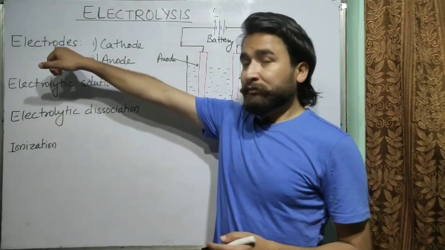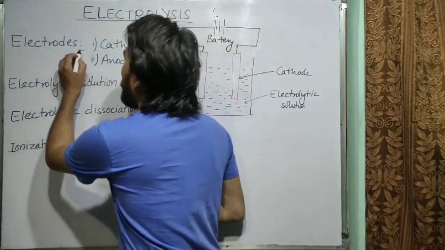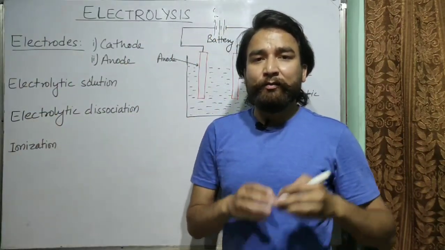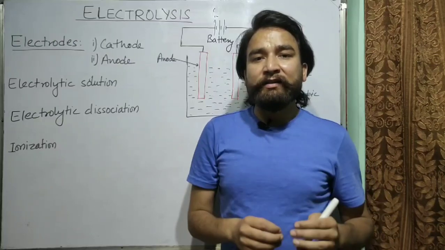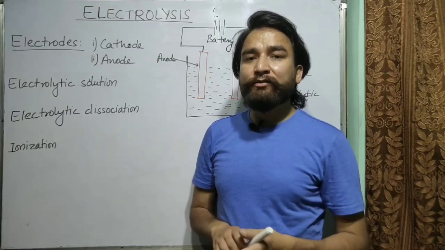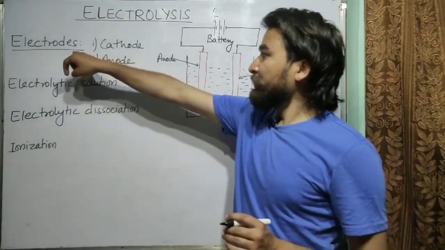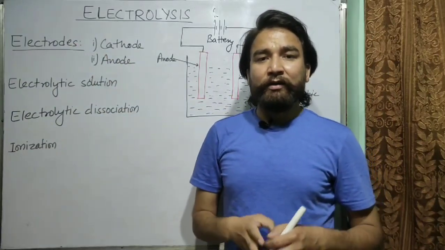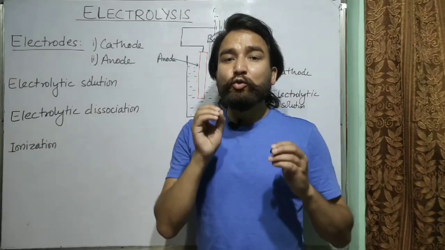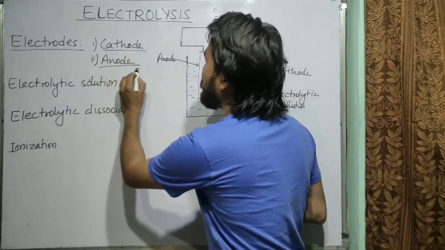Now in an electrolytic cell, the first part is electrodes. The electrodes are the terminals from which the electricity enters the electrolytic solution or exits from the electrolytic solution. Generally, these electrodes are made of metal plates or graphite rods. There are two types of electrodes: one is called cathode and the other is called anode.